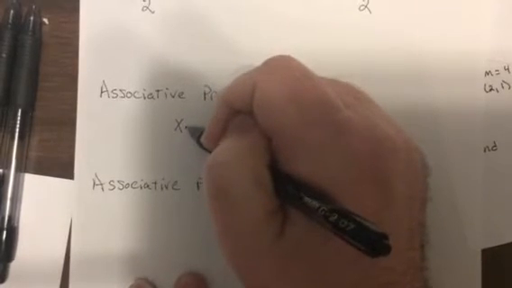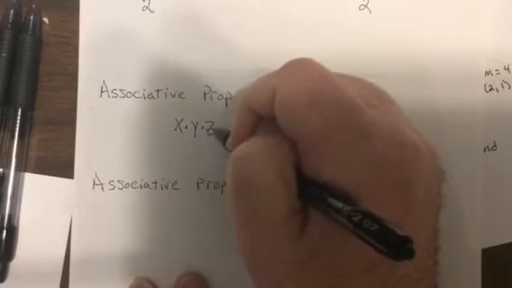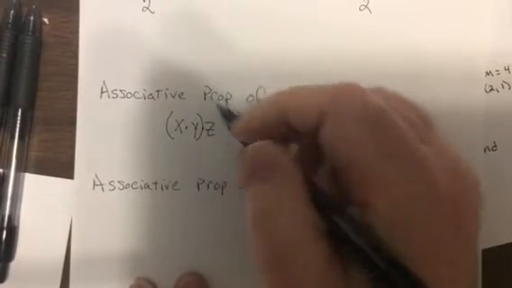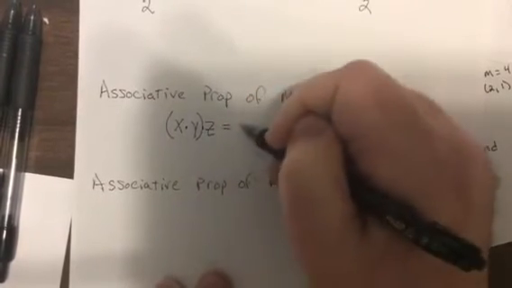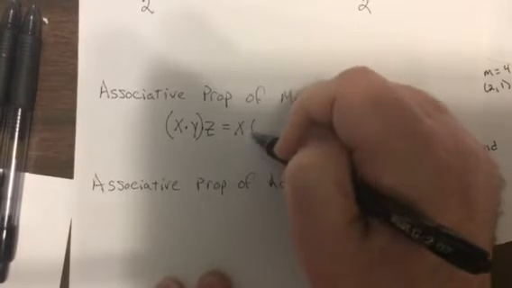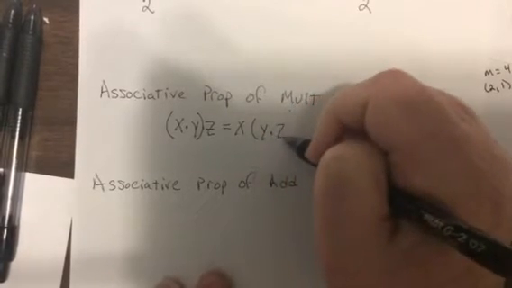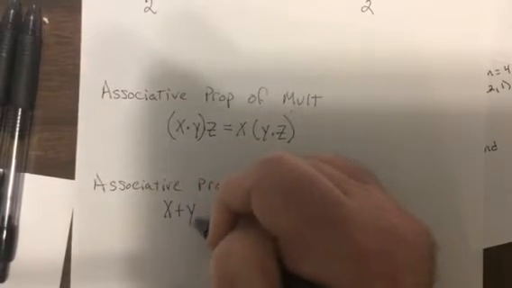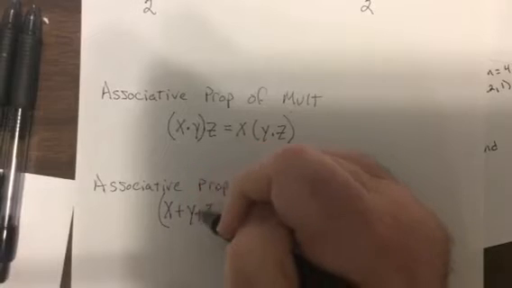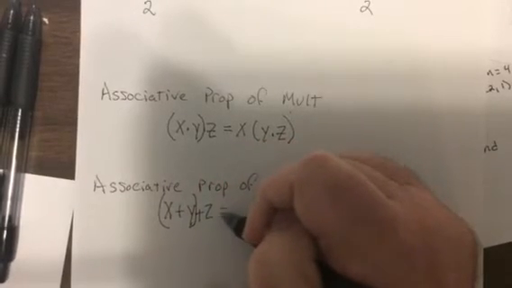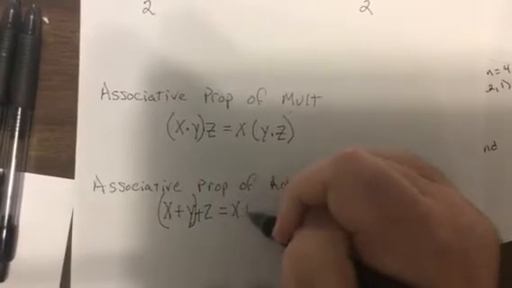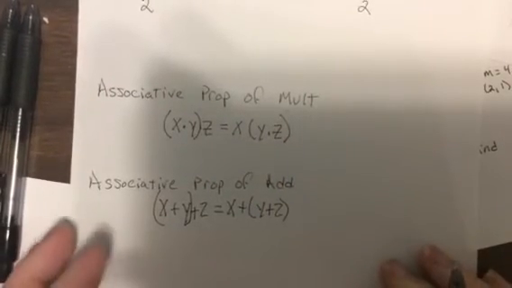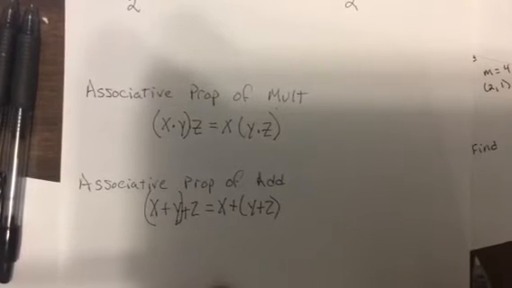So if I have x times y times z, I can group the first two together, or I can switch the grouping to this. If it's addition, x plus y plus z, I can group the first two of the sum, or I can switch the grouping till it's like this. Now you'll say, Mr. Murphy, why would I want to do that?